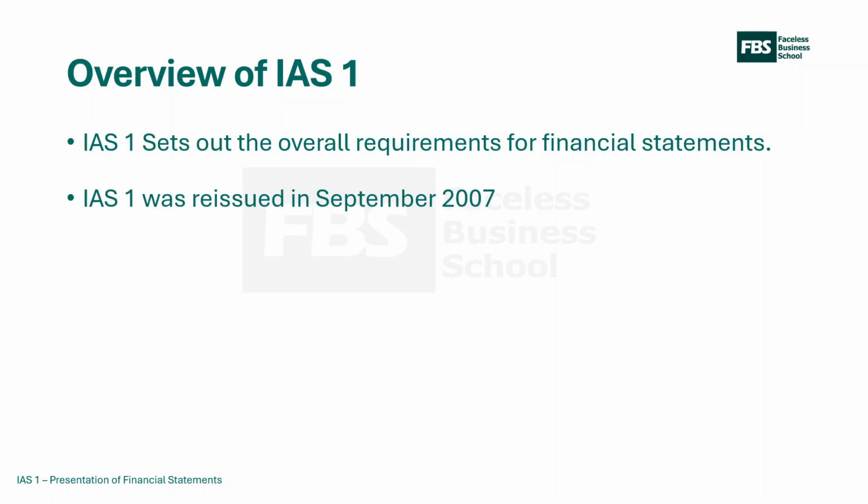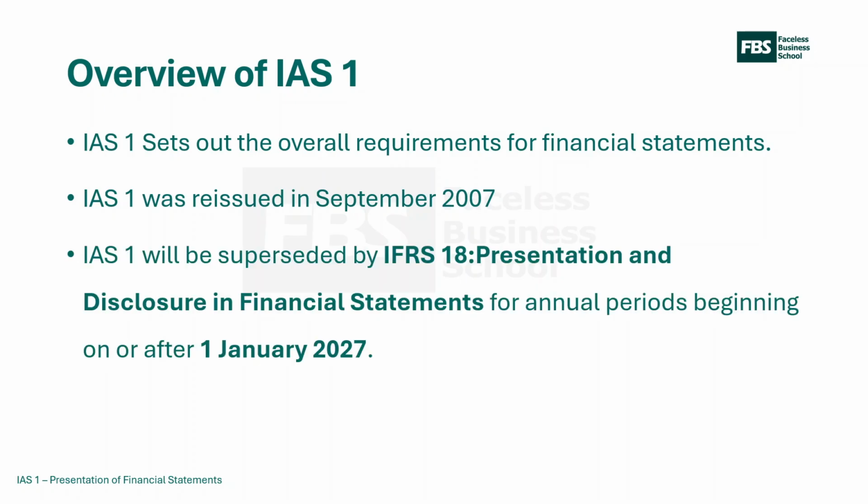IAS 1 was reissued in September 2007 and applies to annual periods beginning on or after January 1st, 2009. A key thing to note here is that IAS 1 will be superseded by IFRS 18, Presentation and Disclosure in Financial Statements, which becomes effective for annual periods beginning on or after January 1st, 2027.